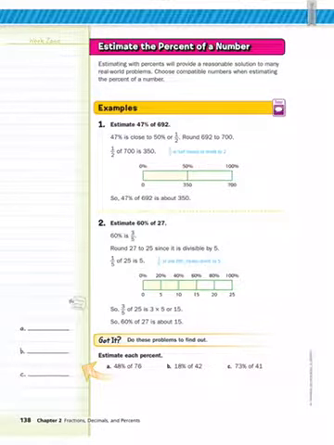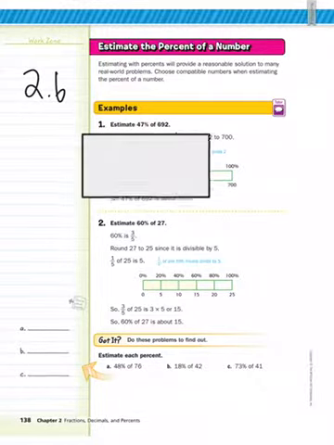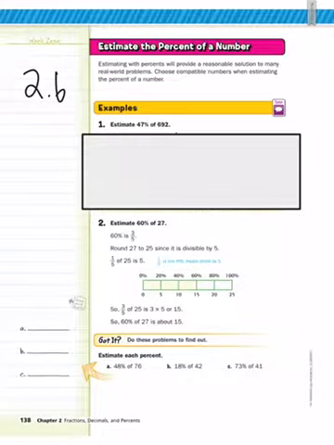Hey guys, this is lesson 2.6 and you are going to learn how to estimate the percent of a number. As I go through, I'm going to show you some tricks, and keep in mind for a lot of these problems you may do it differently and get an answer that's just as good. So my answer is just going to be one possible example. Let's start with example 1. It says estimate 47% of 692.